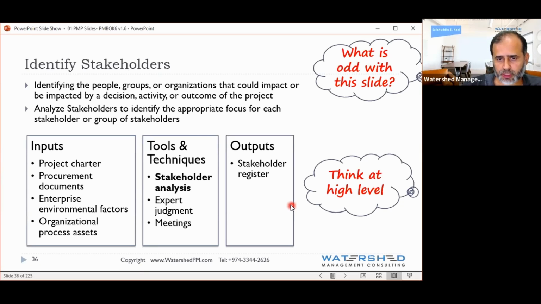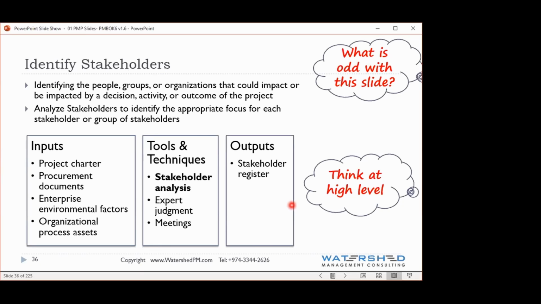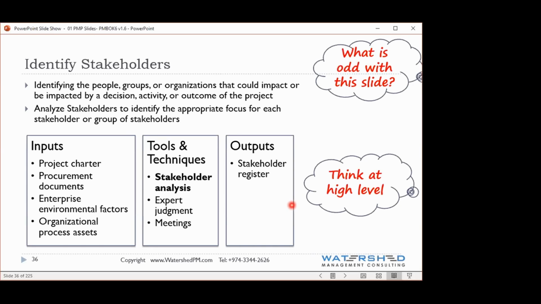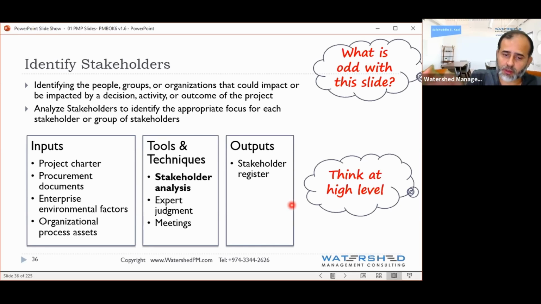let's recap the questions. Are you clear with when this happens? And are you clear with whatever this process is? What is it that you're doing in this process? You understand the primary input. What is the primary input, the most important input? Project charter. Just by reading the charter, you can say, these are all my stakeholders. Why? Because of experience.